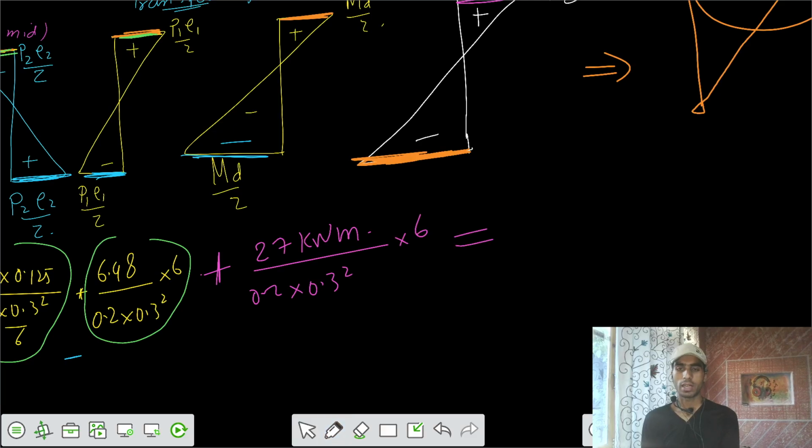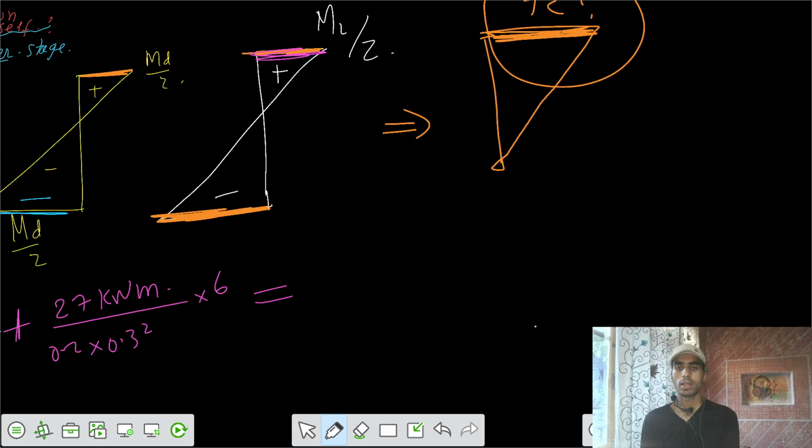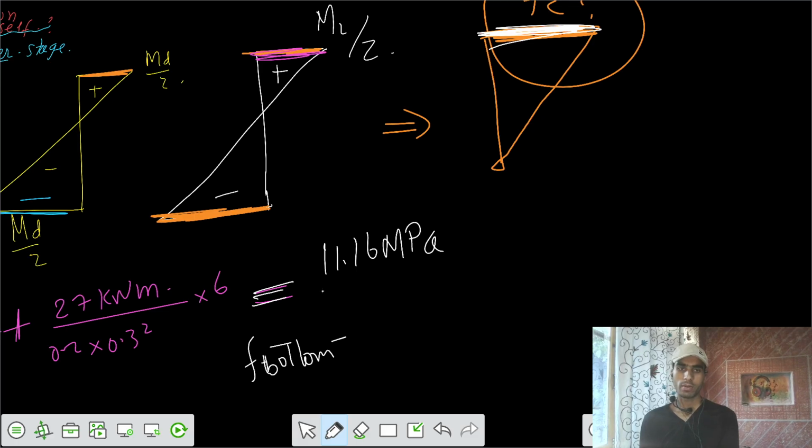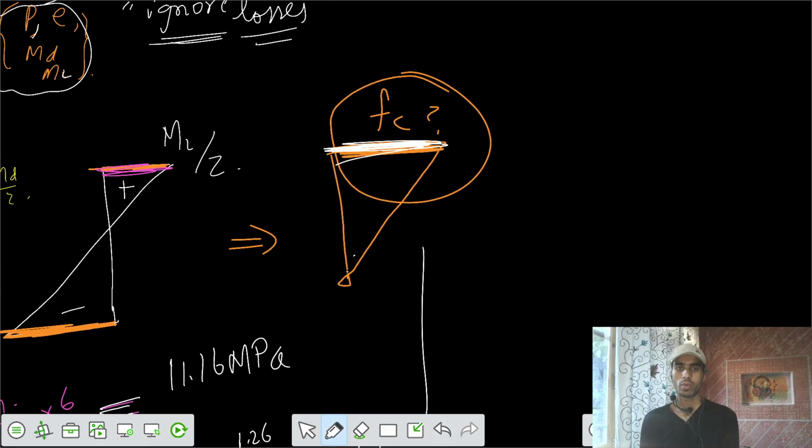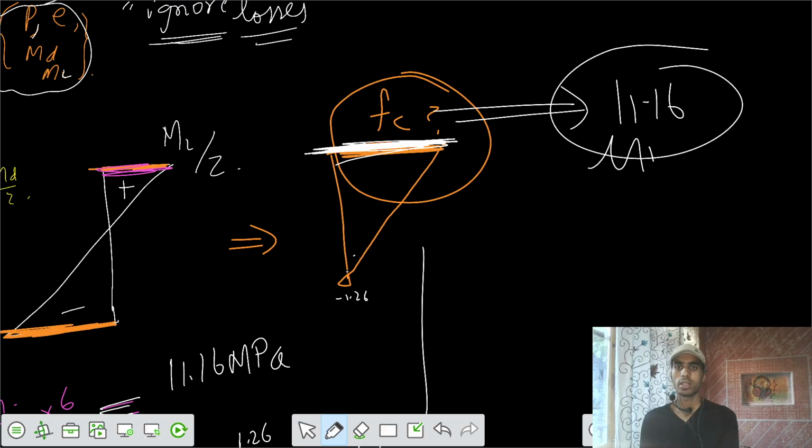So the final stresses at the top, that is the maximum compressive stress fiber, here at the top fiber. That stress is 11.16 megapascals. And if you want to talk about the bottom fiber, the stress is coming out to be minus 1.26. So the final stress diagram is the same as I have drawn here. Our main problem was to get the maximum compressive stress, that is 11.16 at this stage of loading.